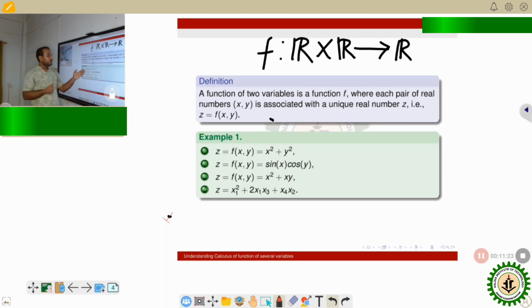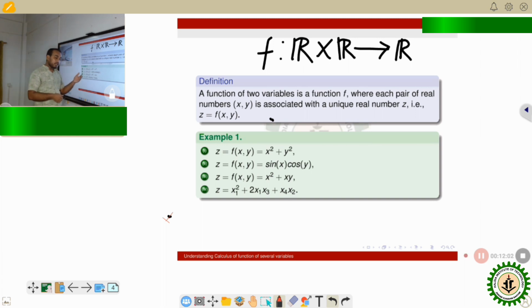To understand such a definition, suppose we take this example: z equal to f of x, y is x square plus y square. Here the input variables are x, y, and the output is x square plus y square. Squaring a real number gives a real number, and adding two real numbers, x square plus y square, is again a real number, that is the required z. So f of x, y equal to x square plus y square is a function of two variables, and its output is also a real number. Similarly, f of x, y equal to sin x and cos y is also a two variable function.